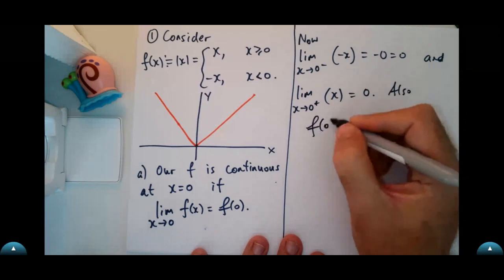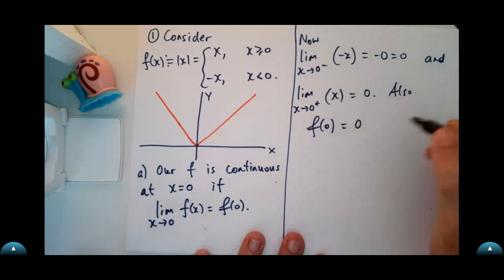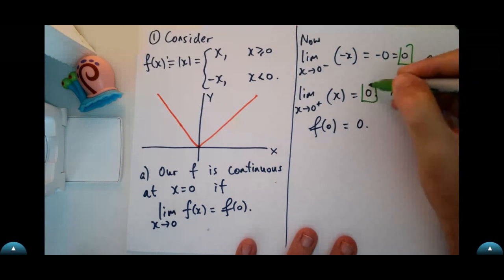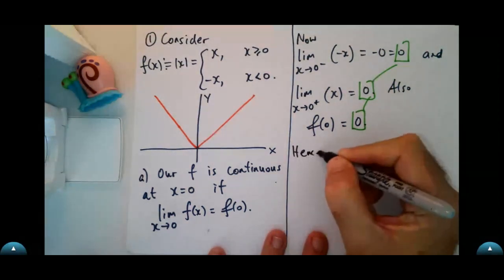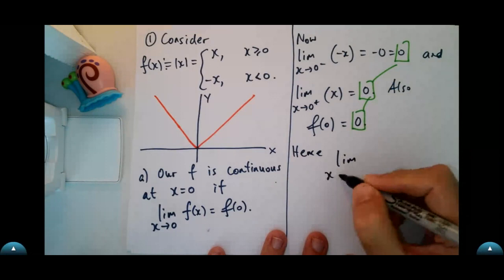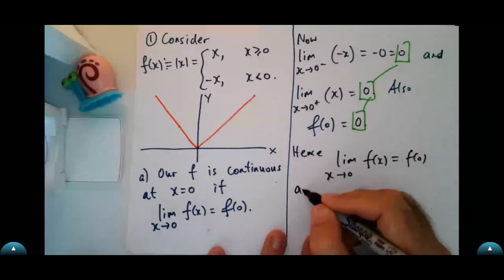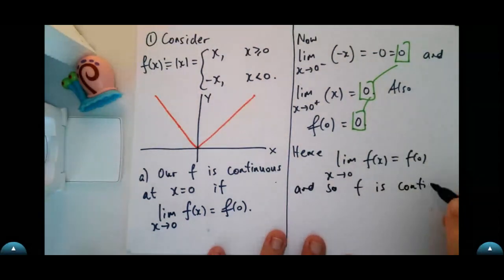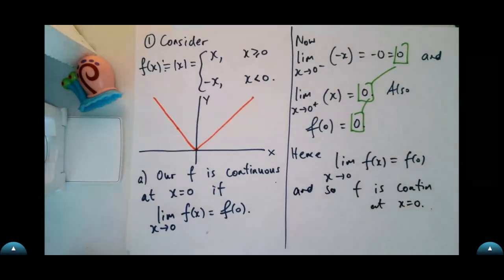Finally, what is f of 0? Well, when x equals 0, it's just x. And you can see all of these three things are equal. Okay? And so f is continuous. I'll just abbreviate that at x equals 0.